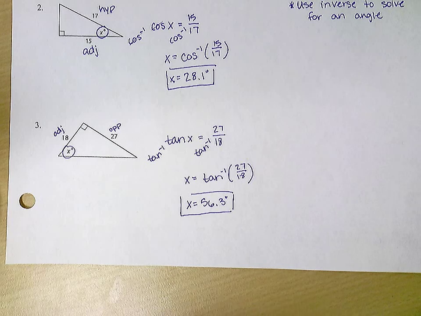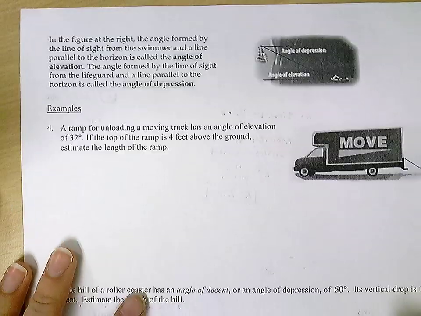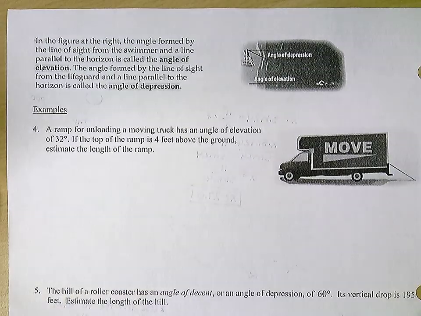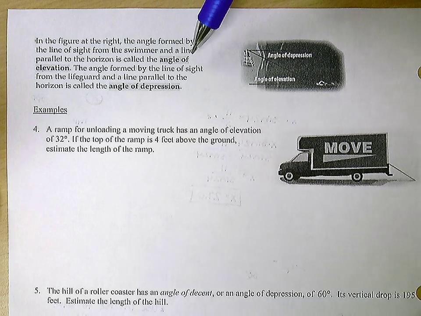All right, we have one more part here. So on the back, it's the same as what we've been doing, except now you're just given a problem. You have to create your right triangle to solve for that side. Okay, so in the figure at the right, the angle formed by the line of sight from the swimmer and a line parallel to the horizontal is called the angle of elevation.